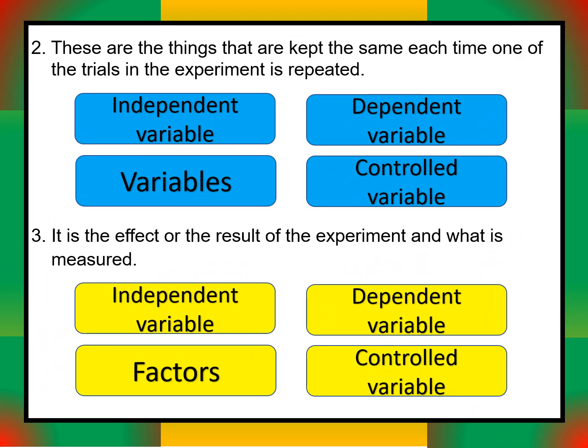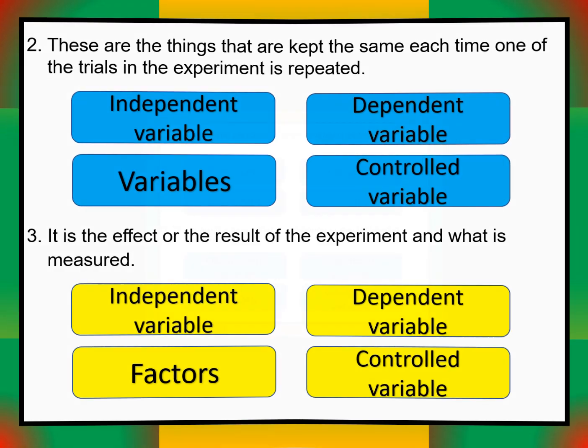For number two, these are the things that are kept the same each time one of the trials in the experiment is repeated. Independent variables, dependent variables, controlled variables. Number three, it is the effect or the result of the experiment, what is measured. Is it independent variable, dependent variable, factors, controlled variable? This is the effect, all right?